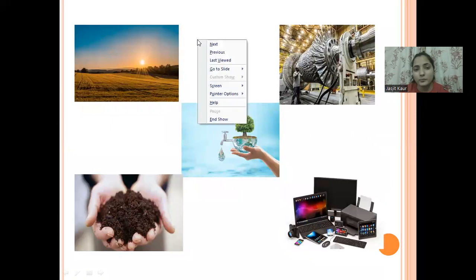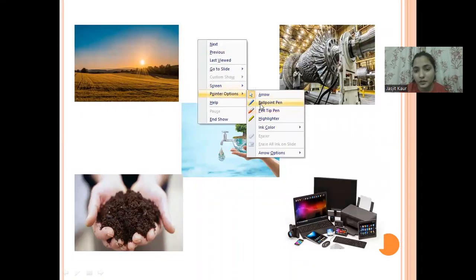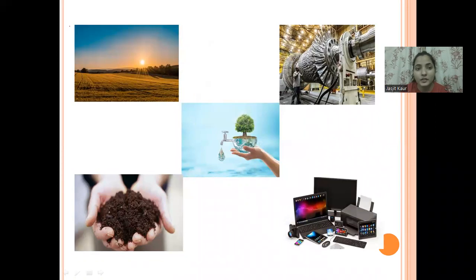So in this slide, you can see different images of different resources. We have land here, we have water here, we have machines, then different electronic gadgets, and lastly we have soil. Now, out of this picture, you have to identify which things are considered natural resources. You can write your answers in the comment section.